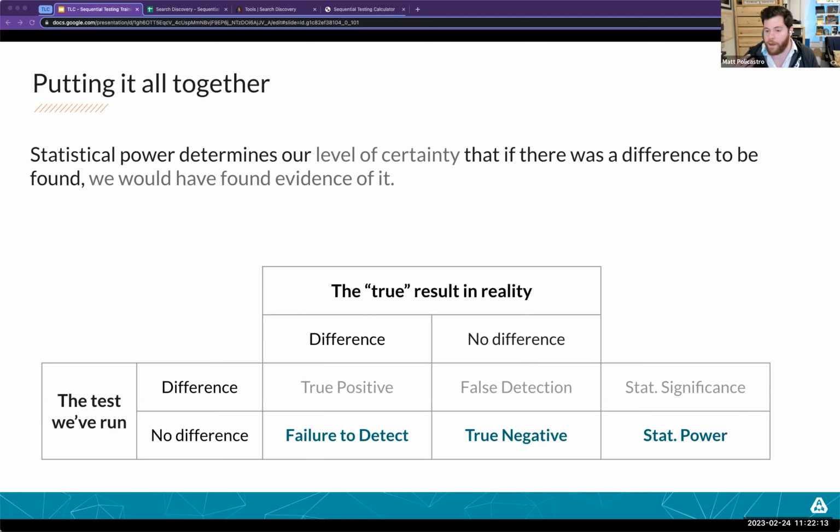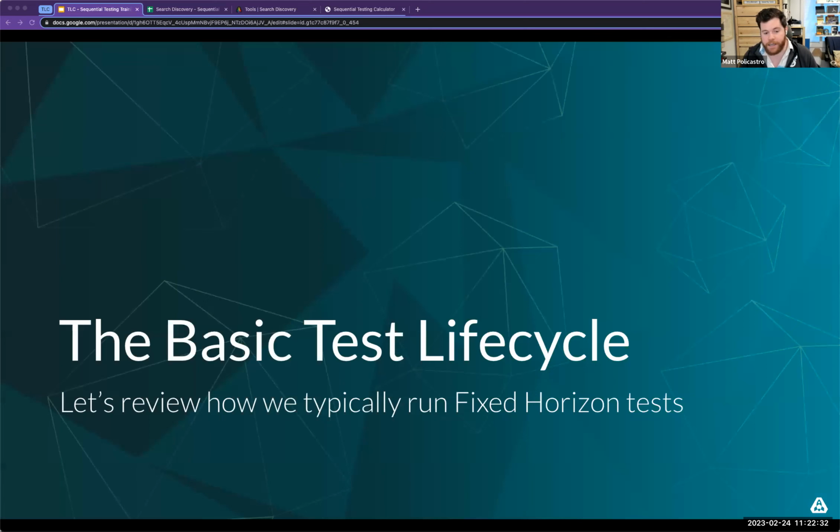But yeah, a lot of this stuff is probably review for y'all, but I just wanted to make sure that we're on the same page, because this stuff is really critical for when we communicate to stakeholders why sequential testing is valuable. Having these intuitive explanations is really good to have. It makes that conversation a lot easier. So, the basic testing lifecycle: let's review how we typically run fixed horizon tests.